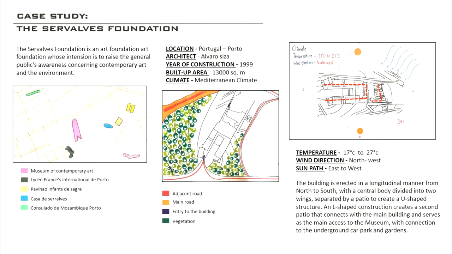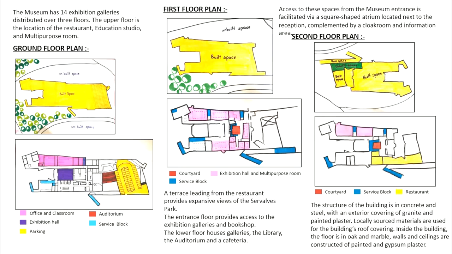The building is erected in longitudinal manner from north to south with a central body divided into two wings, separated by a patio to create a U-shaped structure. An L-shaped construction creates a second patio that connects with the main building. The museum has 14 exhibition galleries distributed over 3 floors. Restaurant, education studio and multi-purpose room are located on upper floor.